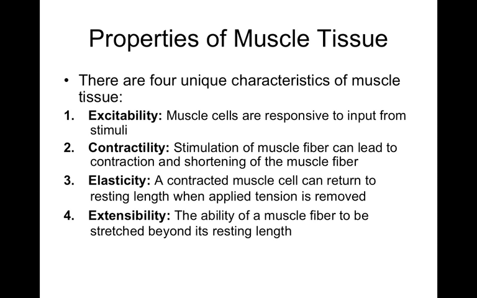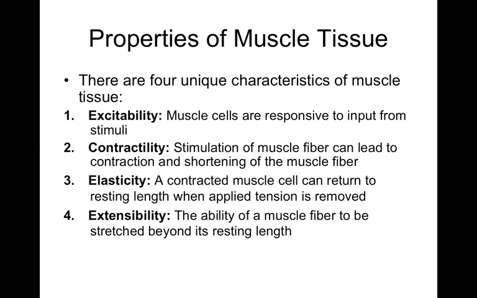Now, in terms of properties of muscle tissue, all muscle tissues are excitable, right? Which means they can respond to stimuli, like they can be excited to contract. So, for instance, if you want to flex your wrists, you have nerve endings that communicate with the muscles of your forearm, causing those muscles to contract. They're excitable, and then they have contractility.